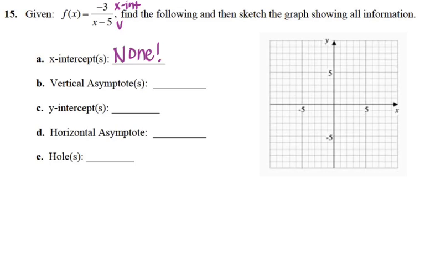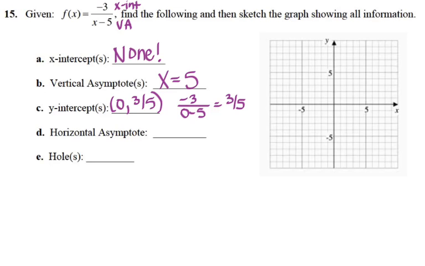Your vertical asymptotes come from the denominator, zeros of the denominator. So since my factor is x minus 5, my vertical asymptote is going to be at x equals 5. Your y-intercept comes from plugging in 0 for x. So if I plug in 0 for x, that leaves me with negative 3 over 0 minus 5, which is positive 3/5.